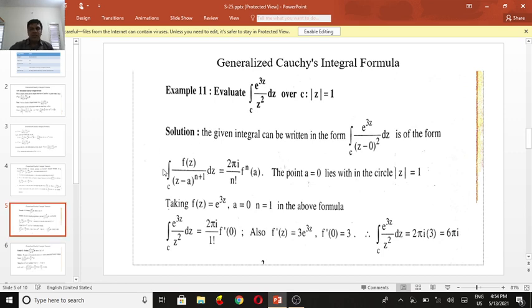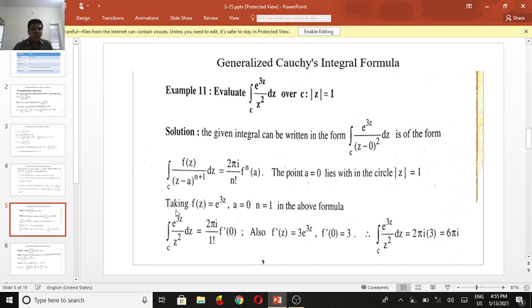The point a equal to 0 lies within the circle mod z equal to 1. So this is the given circle, mod z equal to 1, where the radius is 1 and the center is 0.